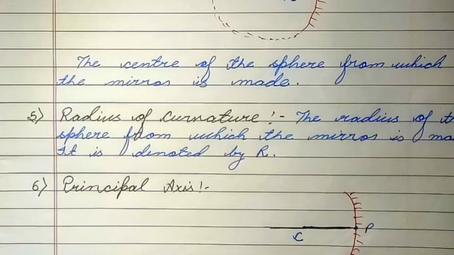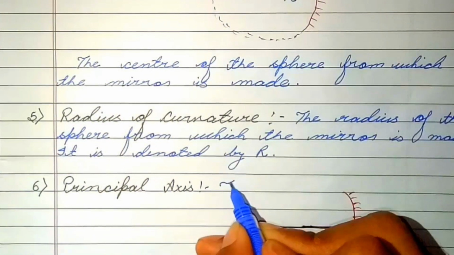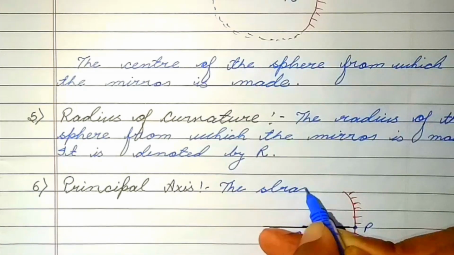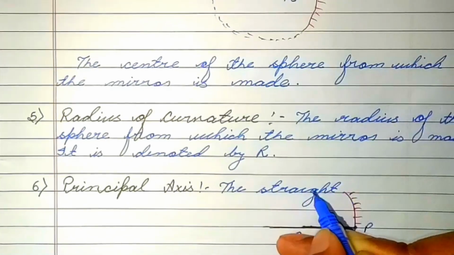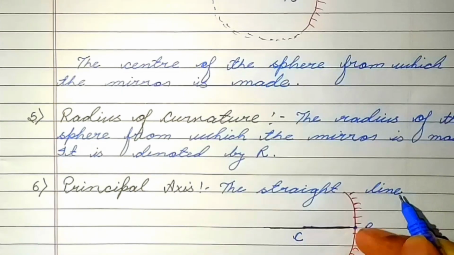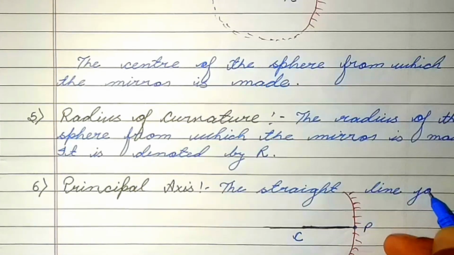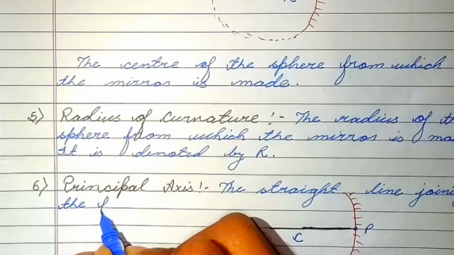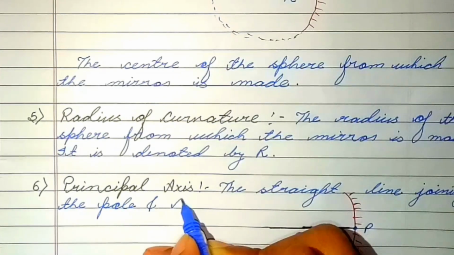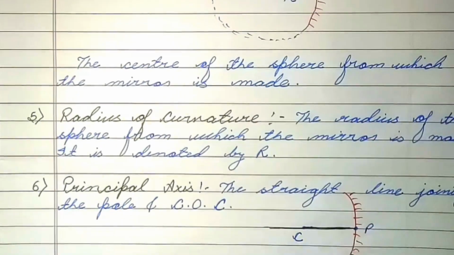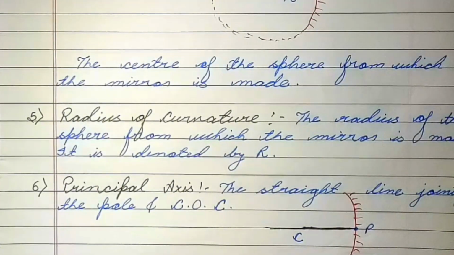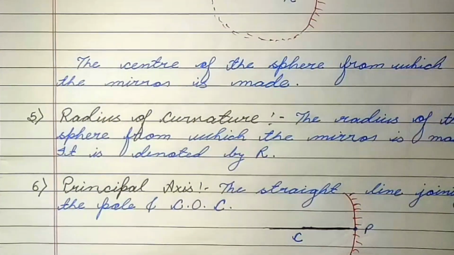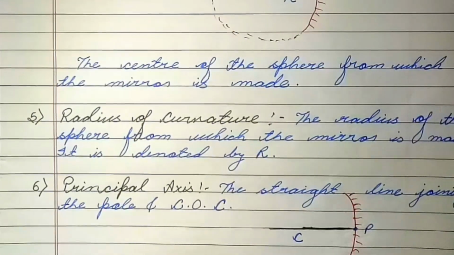So you can write the definition: the principal axis is the straight line joining the pole and center of curvature, COC. Children, do not mistake this for class of clans, it means center of curvature. Okay, now our next topic is focus, principal focus.